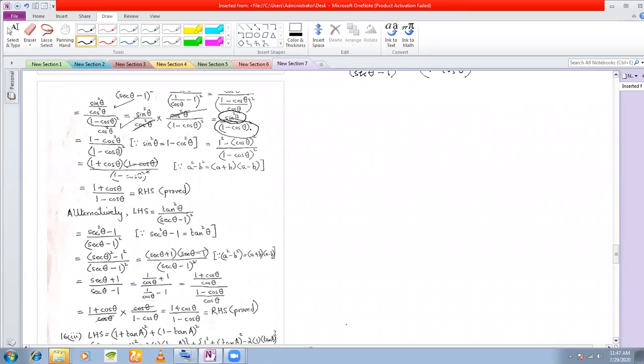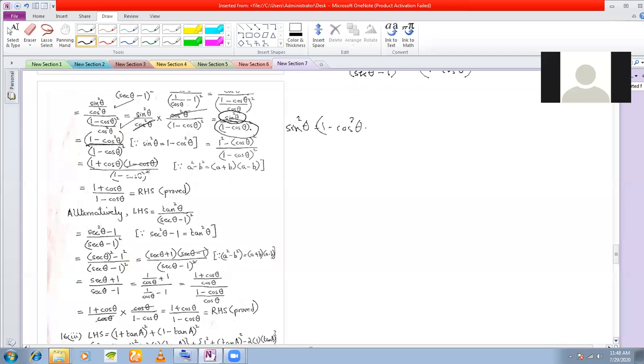Okay, I know that sine square can be written as 1 minus cos square. And what is the use of this? Why am I writing sine square as 1 minus cos square? Because if I write sine square theta as 1 minus cos square theta, then I know that this is a difference of two squares.